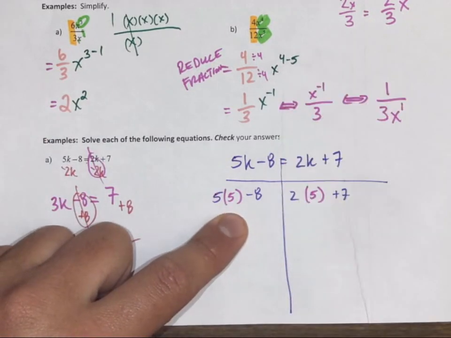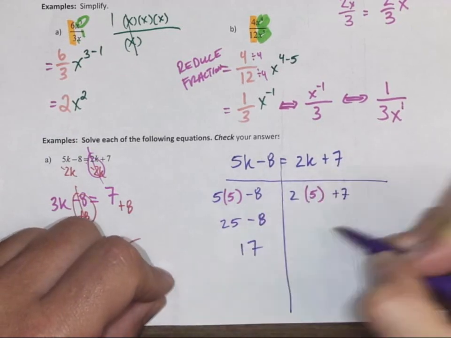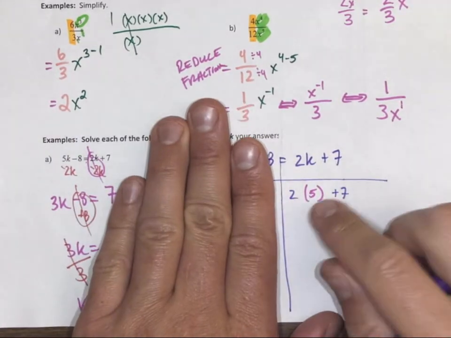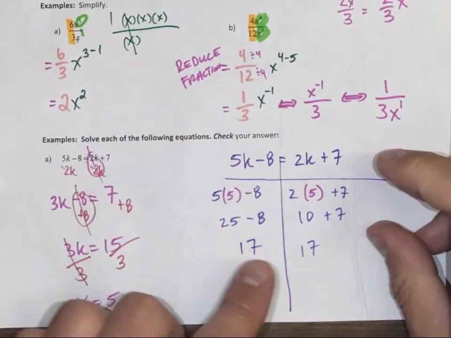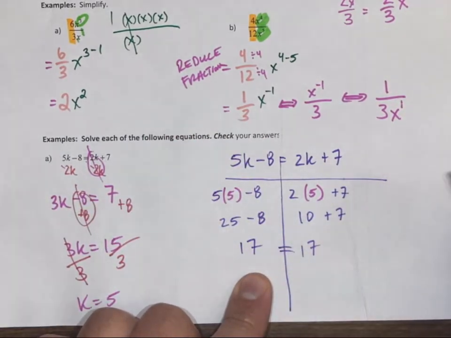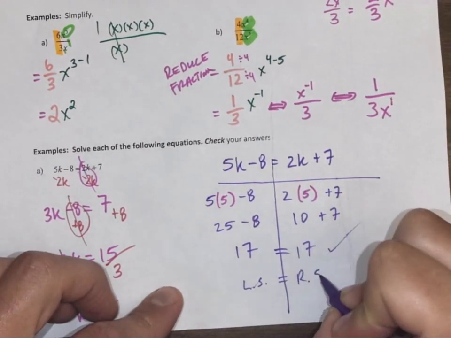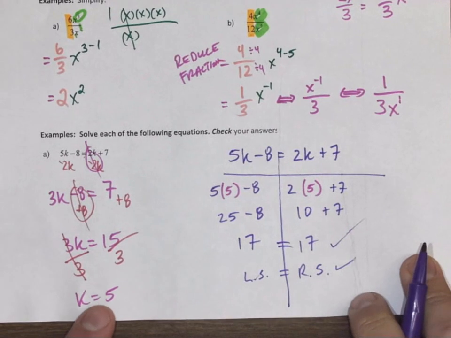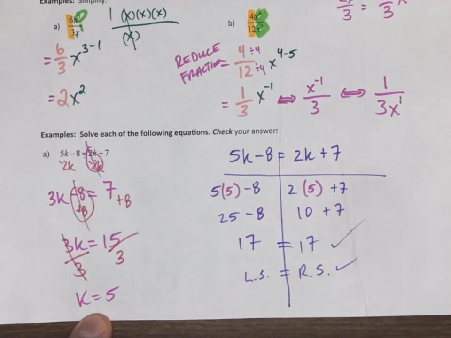5 times 5 is 25. 25 take away 8, 17. On the right side, 2 times 5 is 10, plus 7, 10 plus 7 is 17. Right now, those are even. That's awesome. That means the left side is actually equal to the right side, which means, in fact, I did find the right answer over here. If I didn't find the right answer, I would look at, oh, these don't match up. I was probably wrong here, or I did some math wrong here.